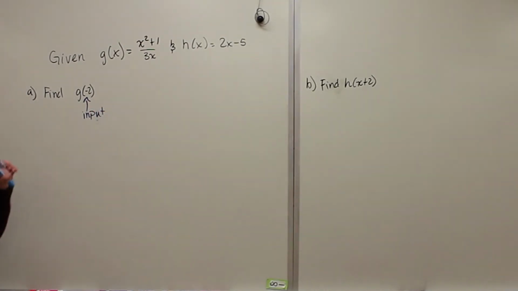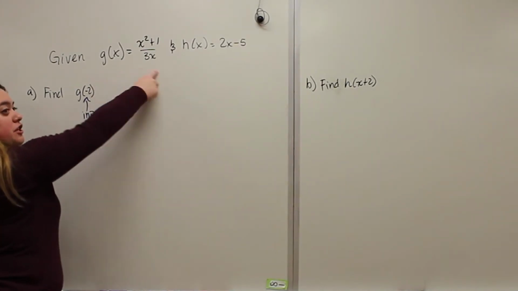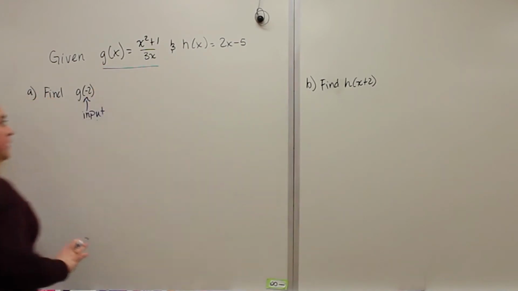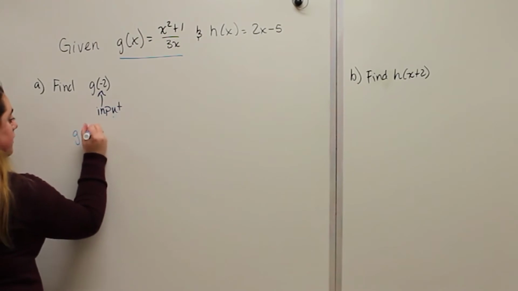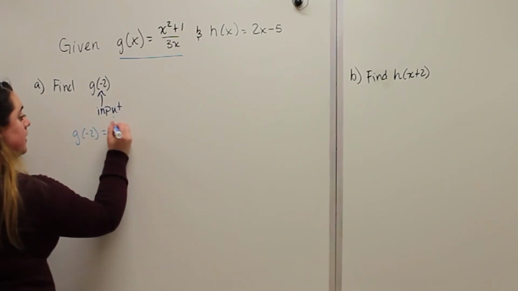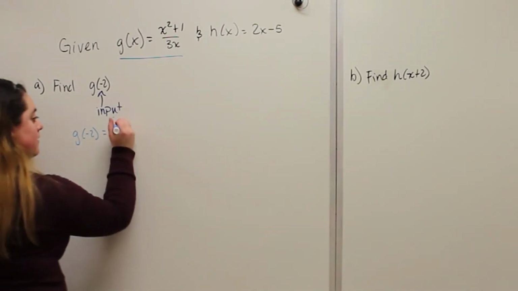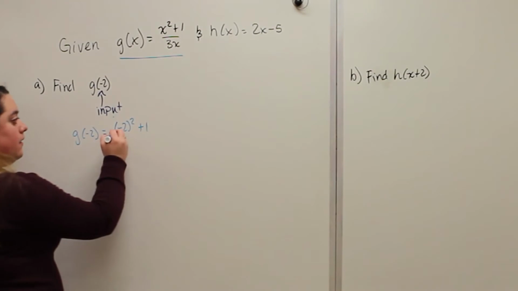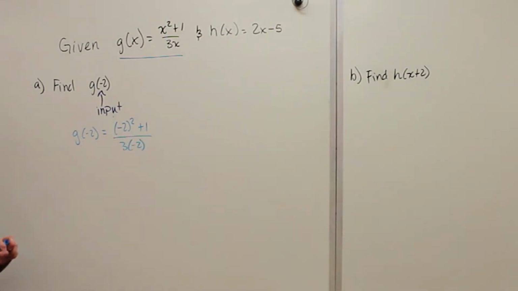Okay, so we're going to take that -2, we're going to plug it into our g of x function right up here. Here, I'll even highlight it. We're going to plug that -2 into that function right there. So g of -2 equals, and remember we're plugging it in for all the x's, so -2 squared plus 1 over 3 times a -2.